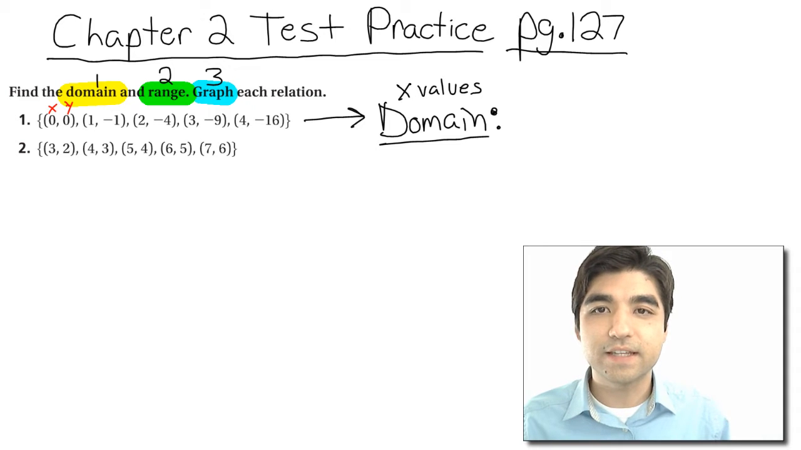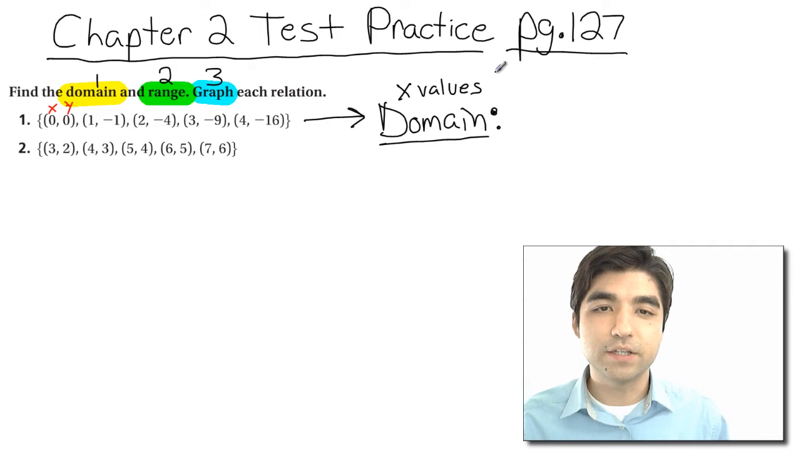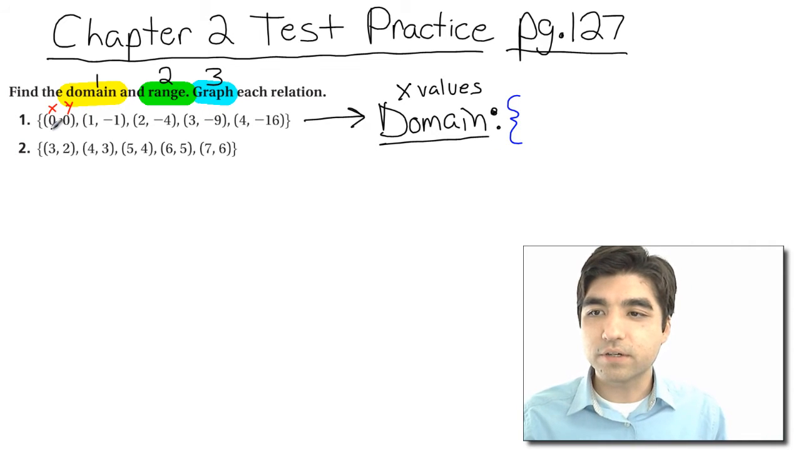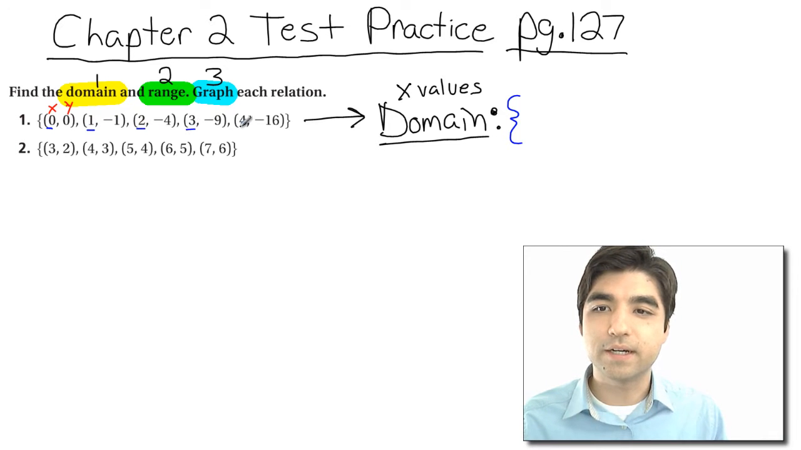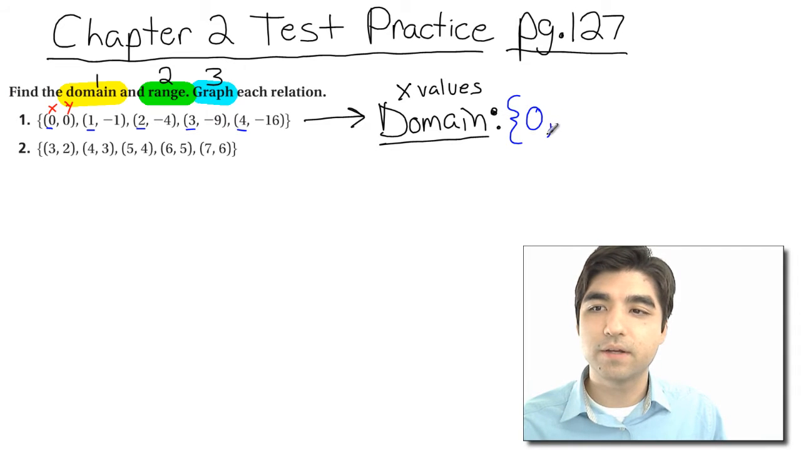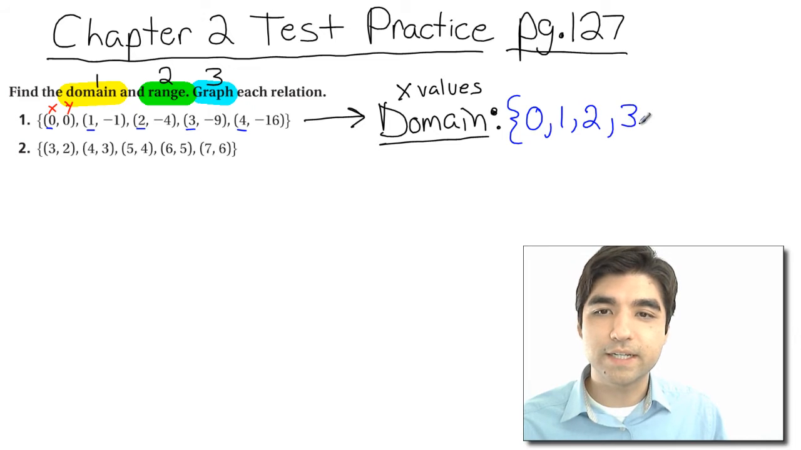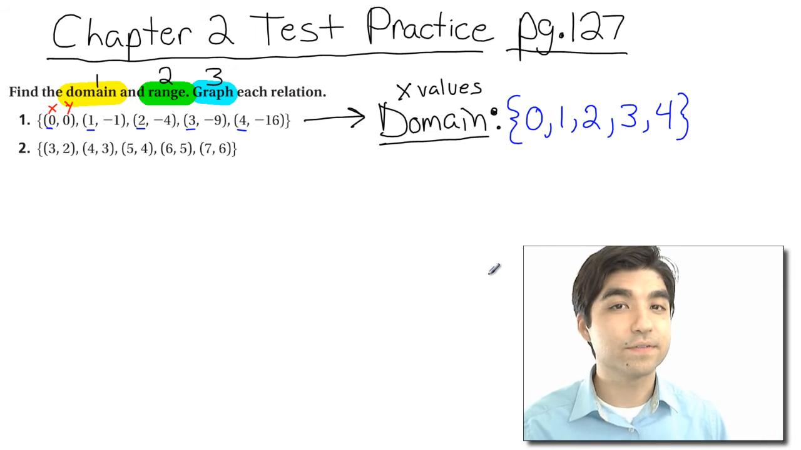So to indicate that you're writing a range or a domain, you put these curly braces. And then you just go through and you list every single one of the x values for the domain. So we got 0, 1, 2, 3, and 4. Okay, so that's 1 out of 3 steps.